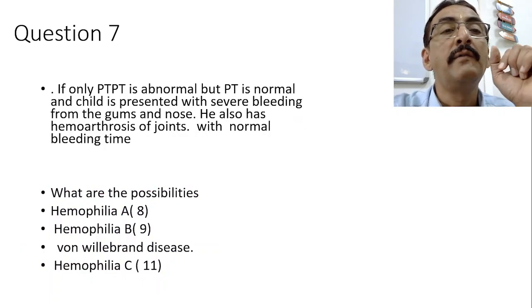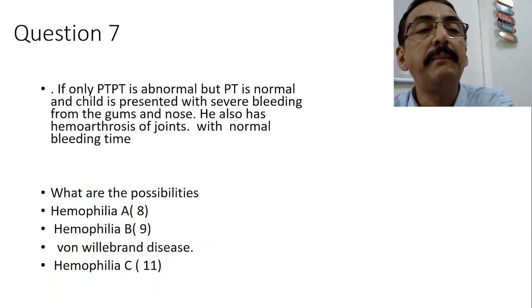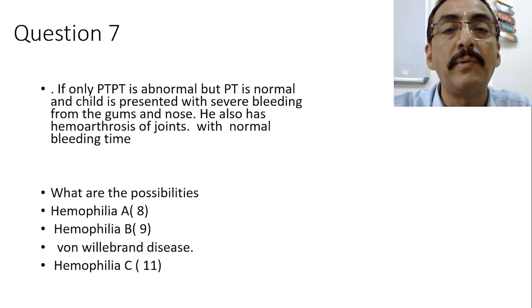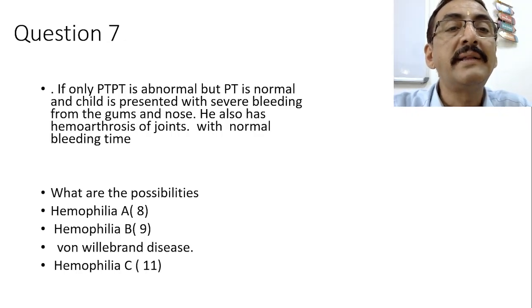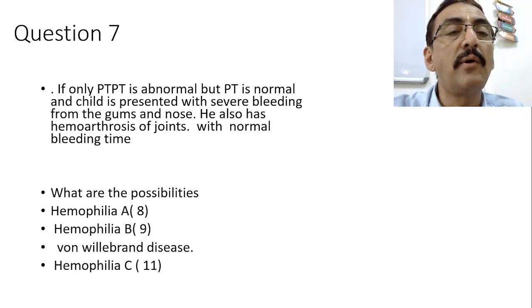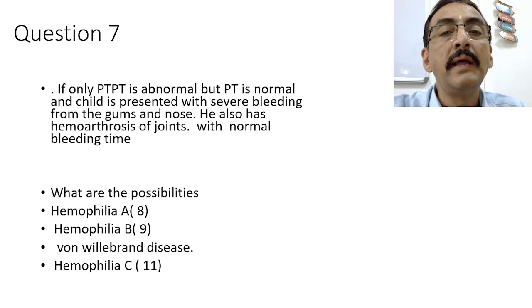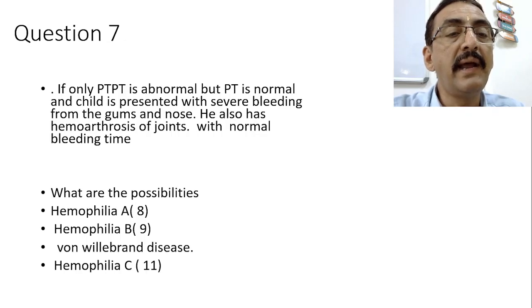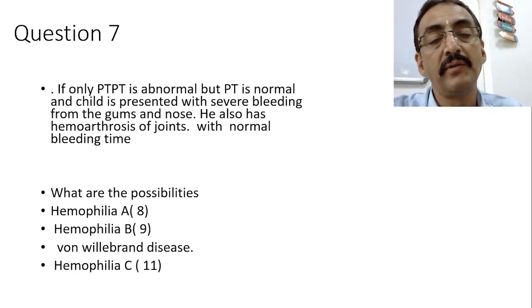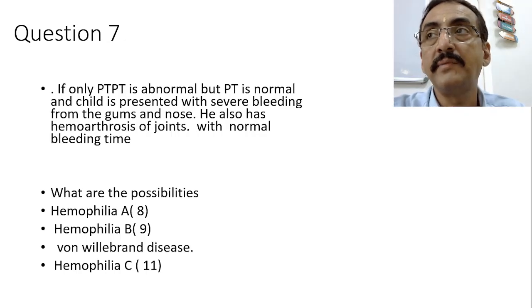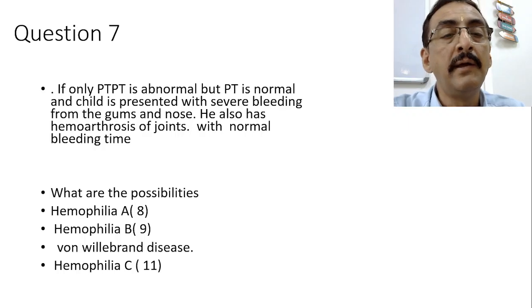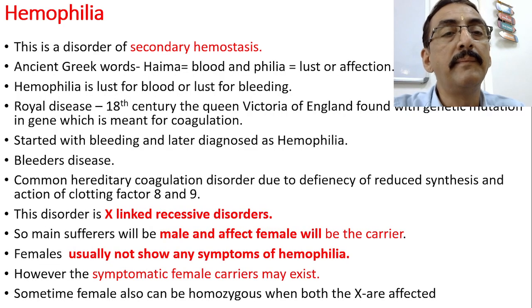Very good. Question number 7. Now, if only APTT is abnormal but PT is normal, and the child presents with severe bleeding from the gums and nose, and also has hemarthrosis in the joint with a normal bleeding time, what are the possibilities? There is severe bleeding, intrinsic pathway, so hemophilia A and hemophilia B both can cause this. Hemophilia C or factor number 11 causes mild bleeding. Von Willebrand's also causes mild bleeding.